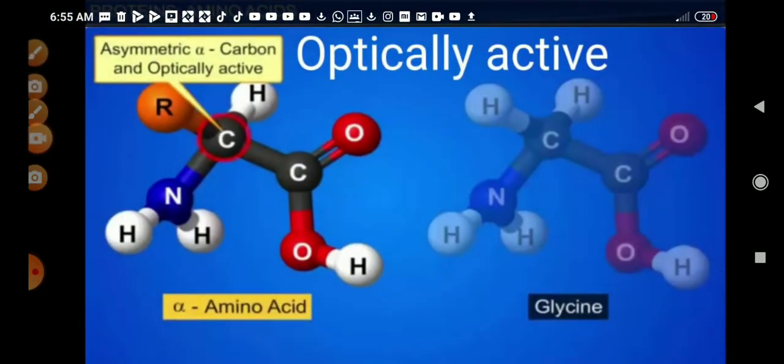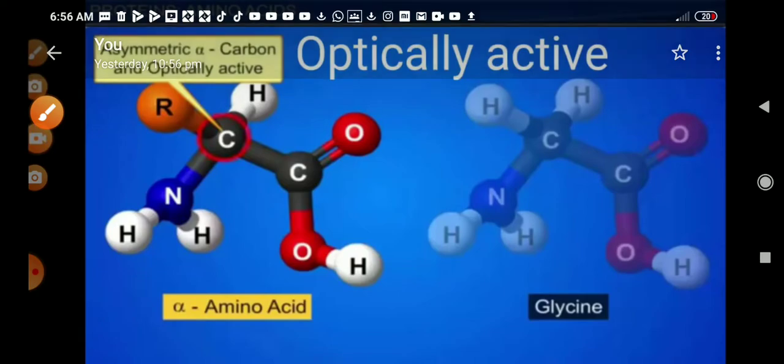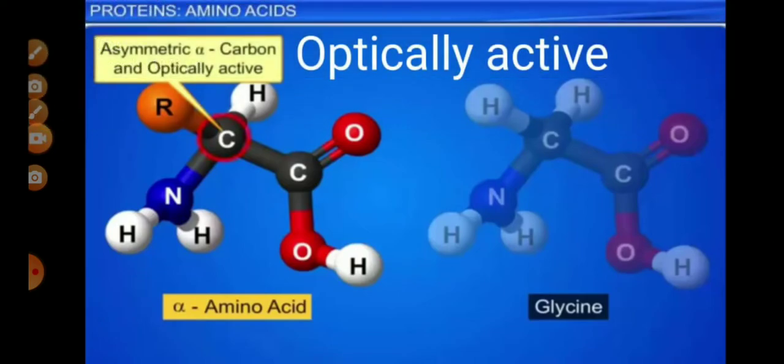Optically active: as we have discussed, if the molecule has an asymmetric carbon, that means a carbon with 4 different groups, it is optically active. So here there is one asymmetric carbon. That means all the 4 groups on the carbon are different. We can see here, all the 4 groups on the carbon are different. So it is called an asymmetric carbon. So because of the asymmetric carbon, it is optically active.